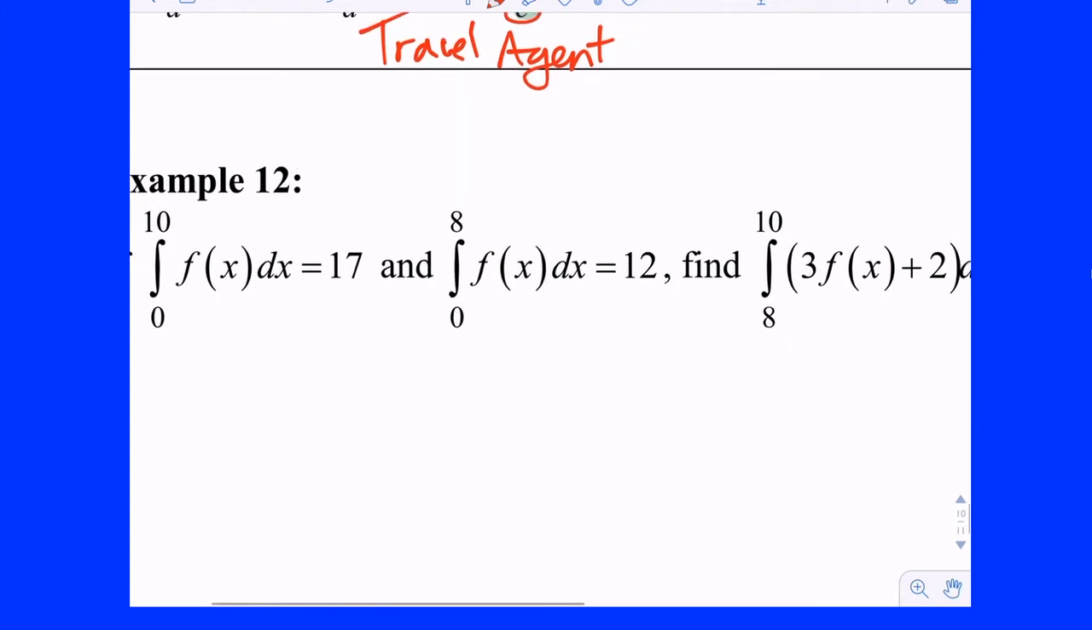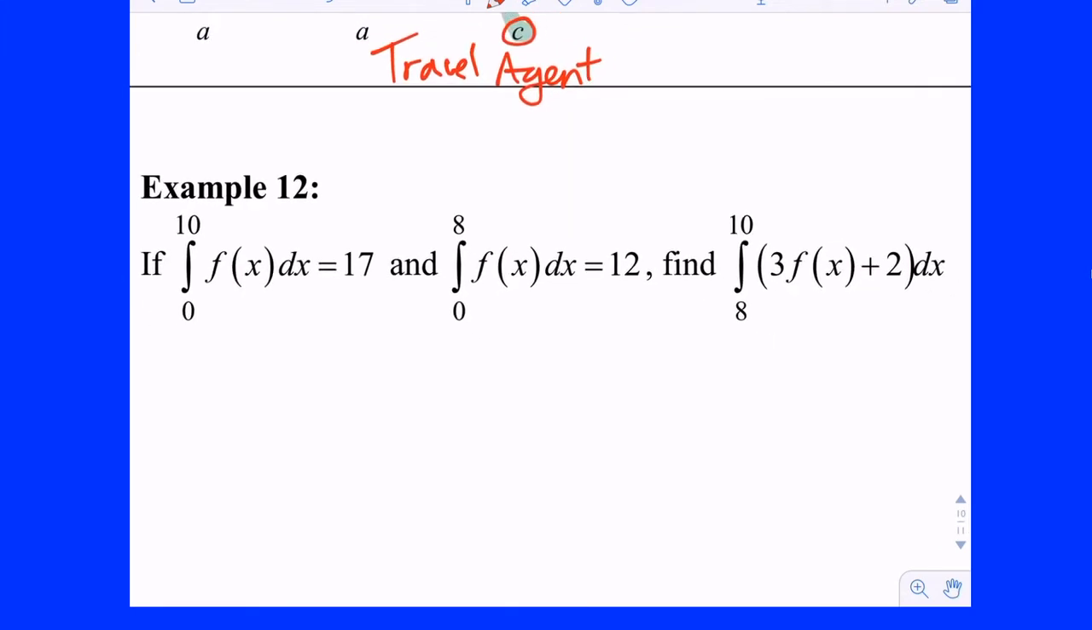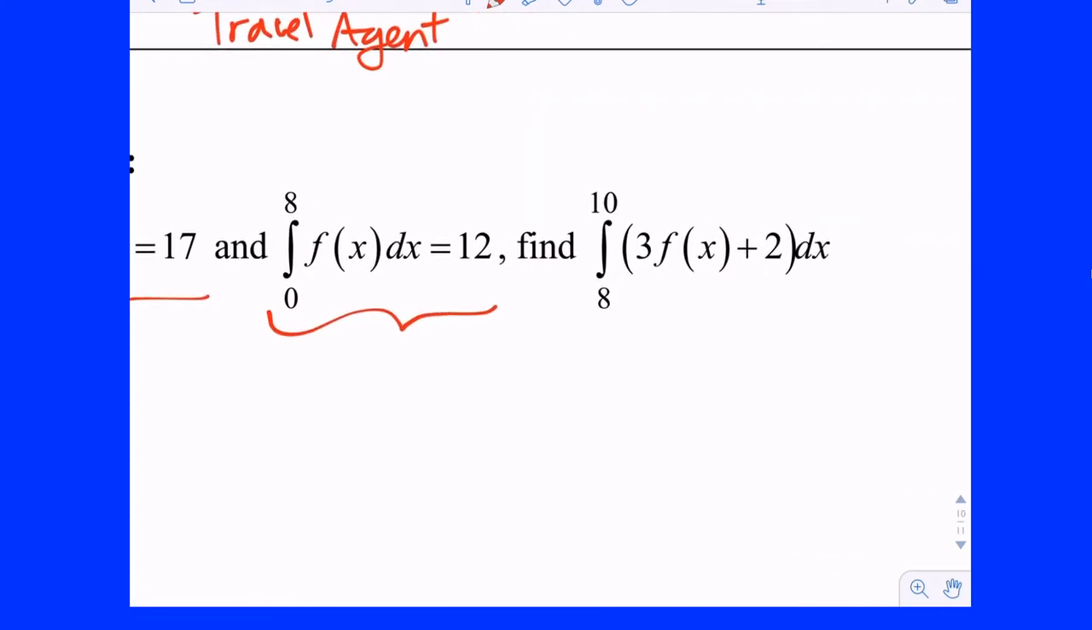Hey, speaking of travel agent problem, here's a good travel agent problem, right? We have to try and make this itinerary work. So if the integral from 0 to 10 of some function is 17, and the integral from 0 to 8 of the same function is 12, I claim that we can evaluate the integral from 8 to 10 of this modified function, 3f plus 2.